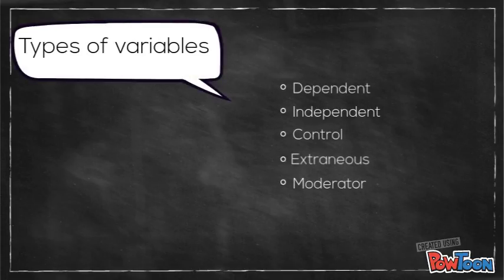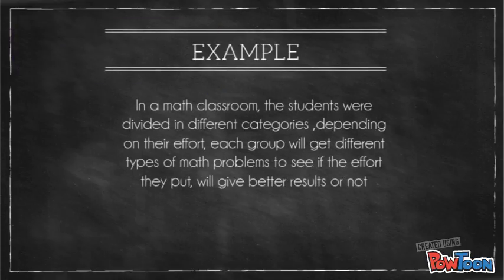These are the types of variables we can find: dependent, independent, control, extraneous, and moderator. Example: in a math classroom, the students were divided into different categories. Depending on their effort, each group will get different types of math problems to see if the effort they put in will give better results or not.